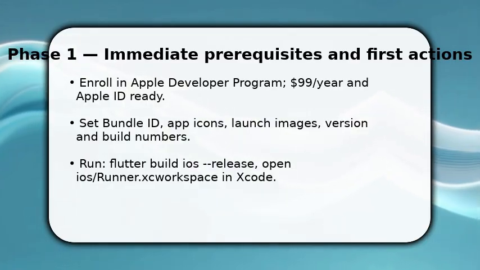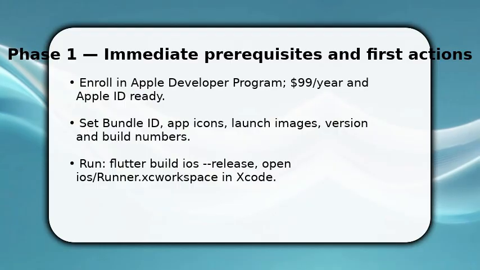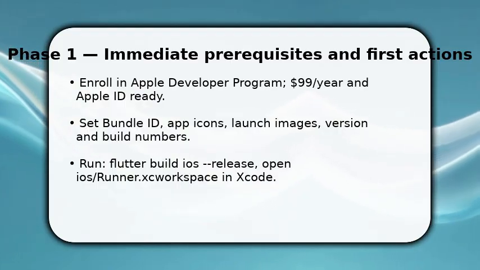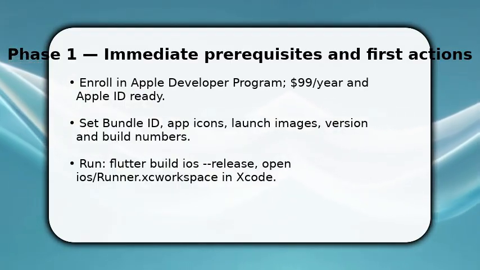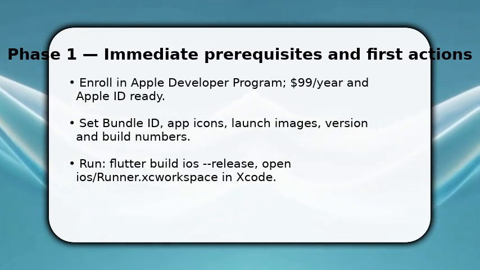Then run flutter build ios --release to produce the iOS project and open ios/Runner.xcworkspace in Xcode to continue. This moves you from Flutter to Apple's toolchain, where signing and archiving occur. Now you handle signing and the archive.